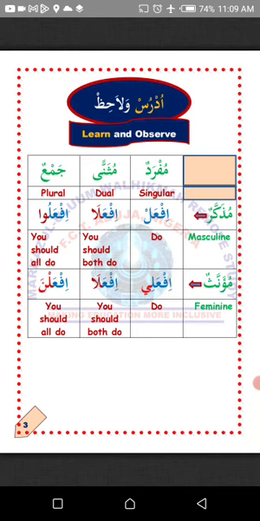So you may ask me, the alifun written there after the wawun, what is it doing there? The alifun is only telling us that the wawun written before me is not part of the verb, rather it is an extra letter.